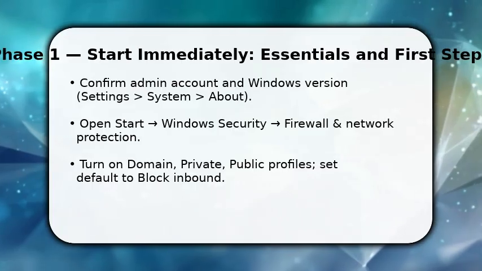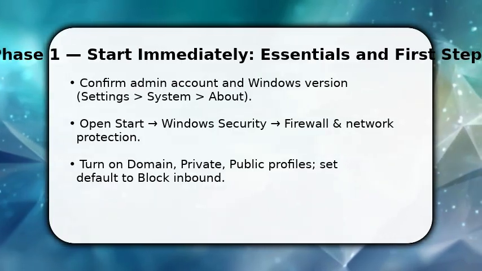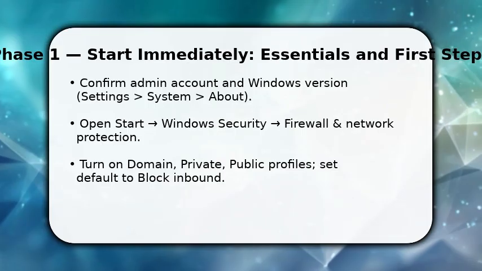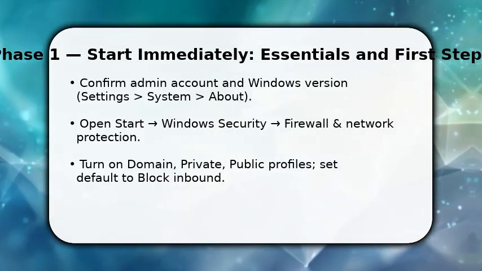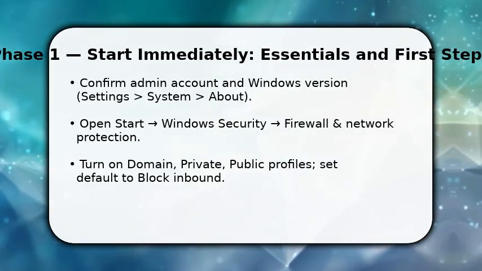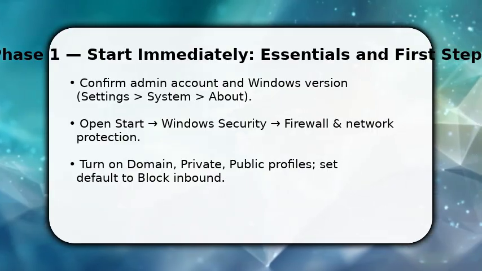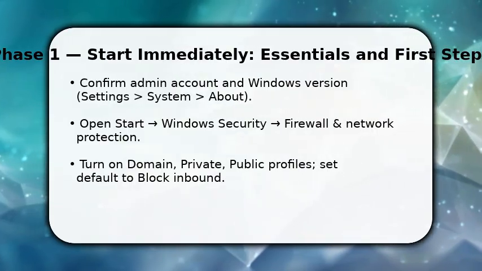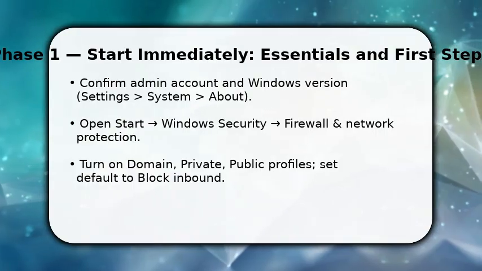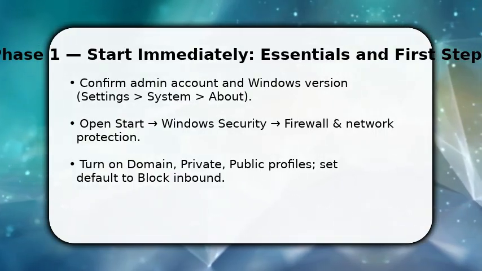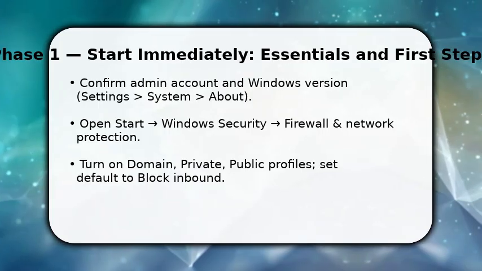You start by opening Windows Security and going straight to Firewall and Network Protection. This is where protection lives. Once there, make sure you're signed in with an administrator account because changing profiles requires elevation. Turn on the domain, private, and public profiles to enable core filtering and set the default inbound behavior to block.